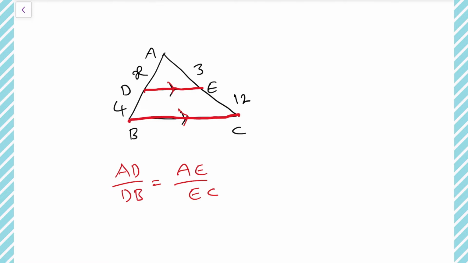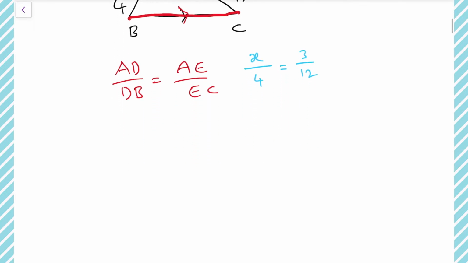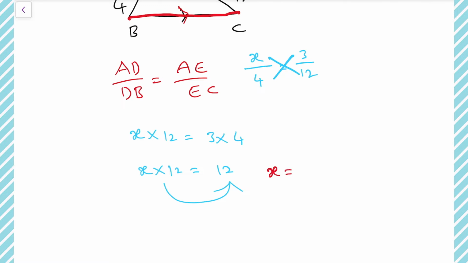So let us substitute the numbers now. AD value we have is X, by DB 4, equals AE 3 by EC 12. Let's do cross multiplication. X into 12 equals 3 into 4. X into 12 equals 12, since 3 fours are 12. Now we need to find the X value. So take 12 to the right side. So X is equal to 12 by 12. 12 by 12 is nothing but 1. So the X value is 1.